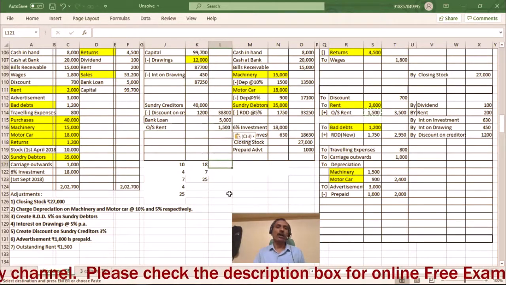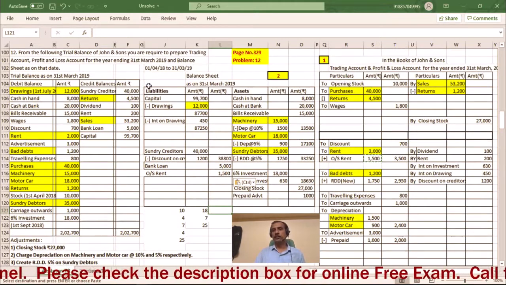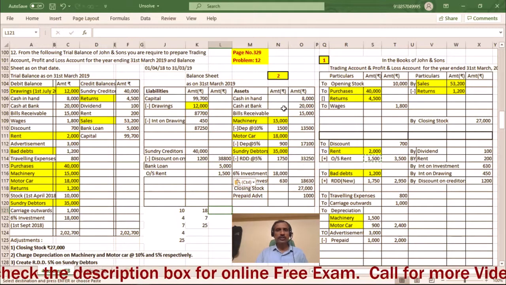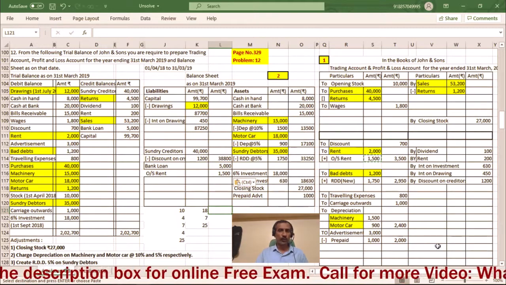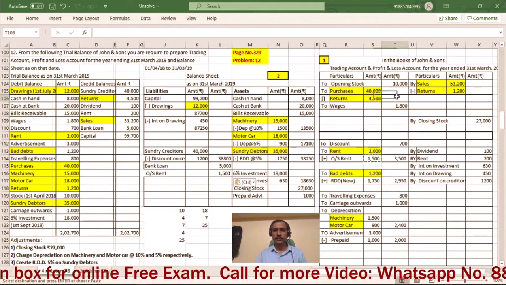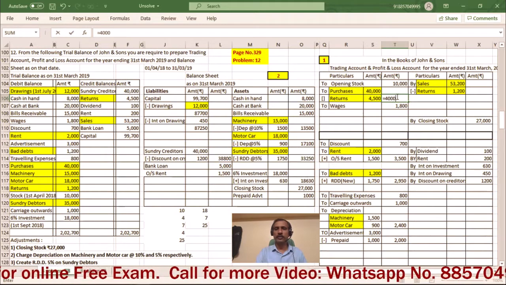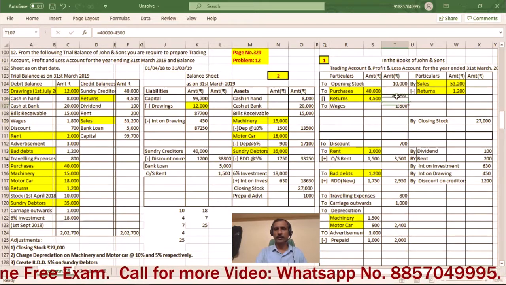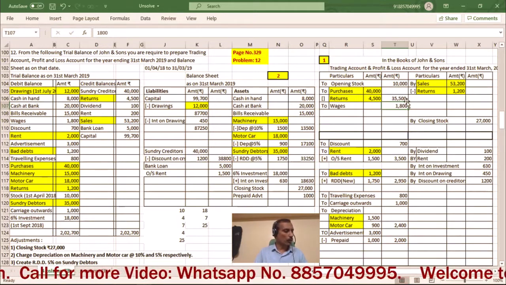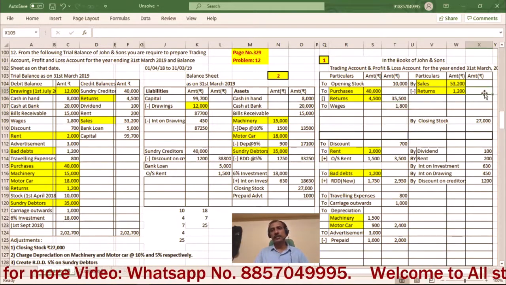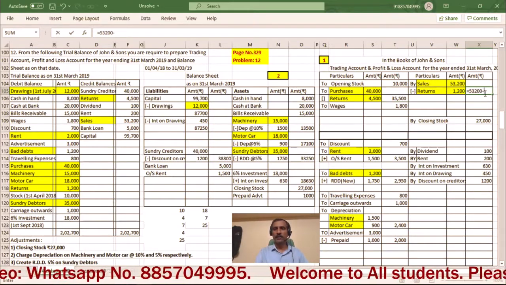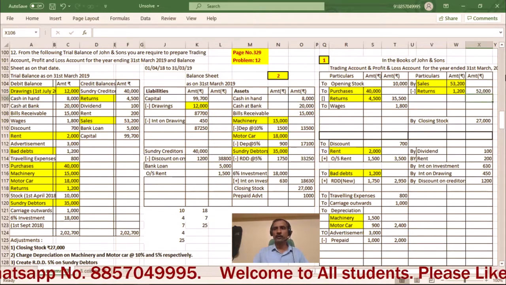After that we have to tally this problem. Any balances shown in the inner column we have to show in the outer column. So here we have to deduct return from purchases. Write down here 40,000 minus 4,500. The actual net purchase amount we have to show in the outer column. Net sales also we have to show in the outer column. So 53,200 minus 1,200, so 52,000.